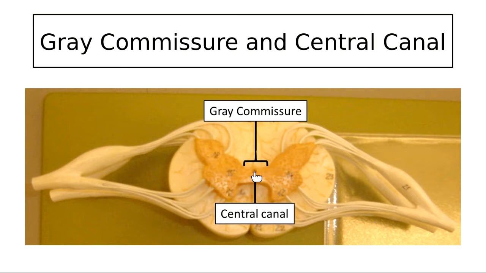And in the center, there is a little hole that goes the entire length of your spinal cord called the central canal, a narrow canal which runs the length of the spinal cord. It's located in the center of the gray commissure. There it is right there. And it contains cerebrospinal fluid from the ventricles of the brain. Now, the ventricles are spaces or cavities in the brain that produce cerebrospinal fluid, which is a nutritive fluid for the central nervous system.